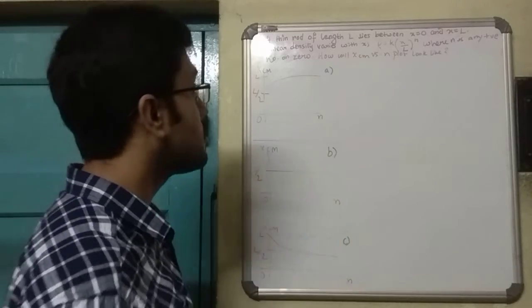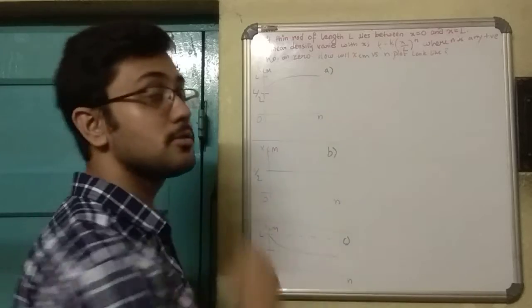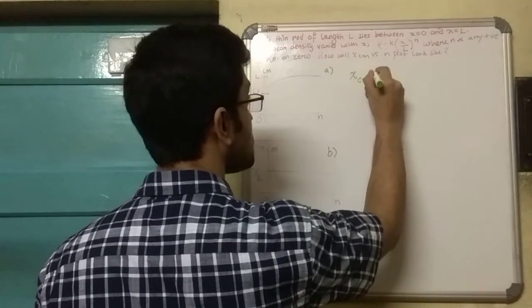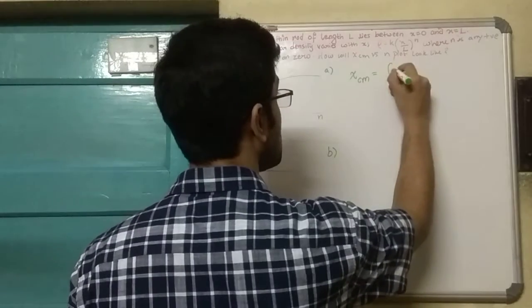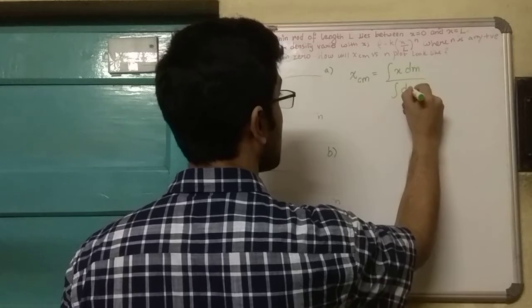First of all, in order to find out how the center of mass will look versus n, we will have to find out where the center of mass lies. For that, we will use the formula: for a system of continuous masses, the center of mass is equal to the integration of x dm divided by the integration of dm.